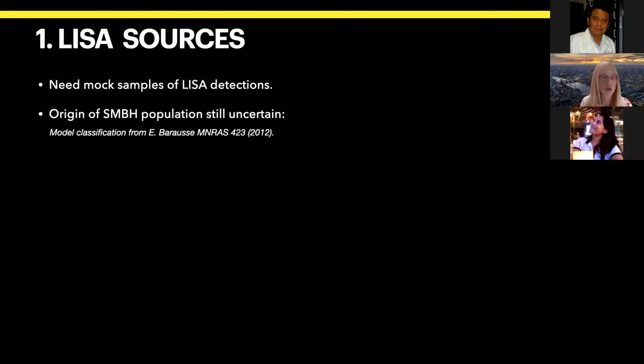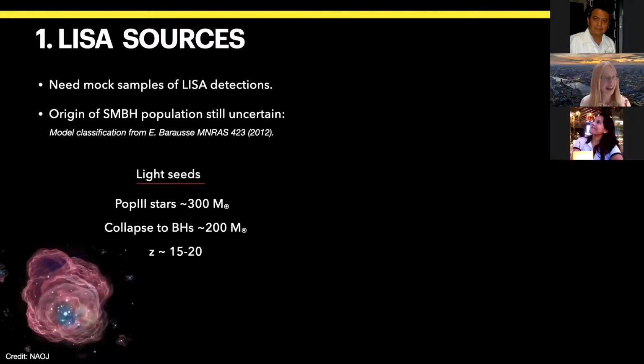There are several theories on the table. One of them is called the light seed family of models. This includes things like the collapse of population 3 stars. So the first stars in the universe, they're really massive, 300 solar masses. The idea is that they collapse to form black holes of about 200 solar masses at redshift 15 to 20. Those then accrete over time and become the massive black holes we know today. We'll call that the POP3 model.